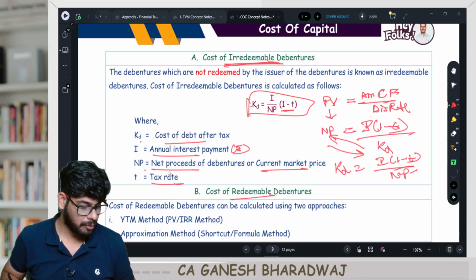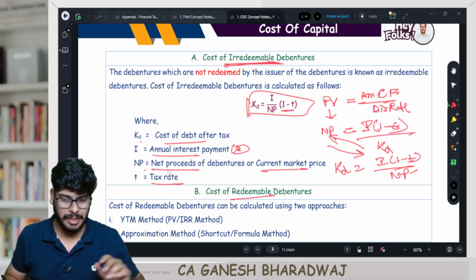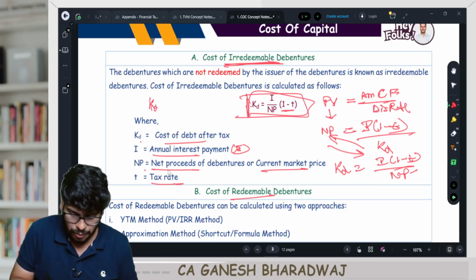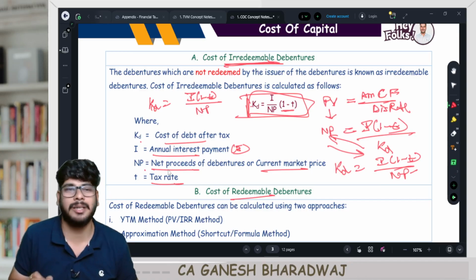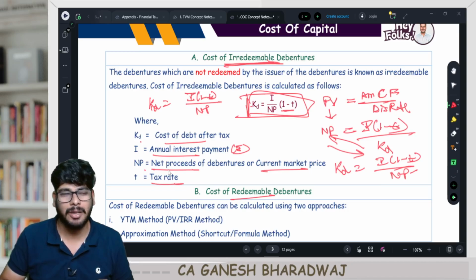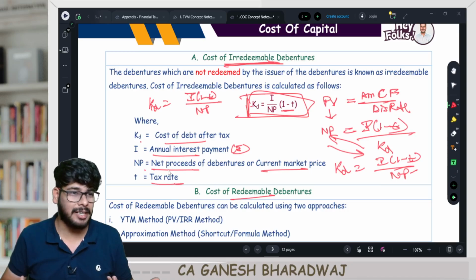No. Now on that note, shall we get started and do one numerical problem here? But before that, guys, once again, what is the formula for KD? KD is equal to, in case of irredeemable debenture, I into 1 minus T divided by net proceeds, correct? The logic for this is all the time value of money concepts I told you. Sir, I didn't know time value of money, sir. Is there another way I can remember?